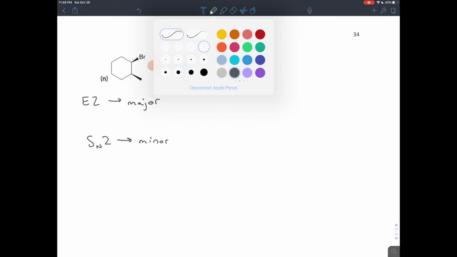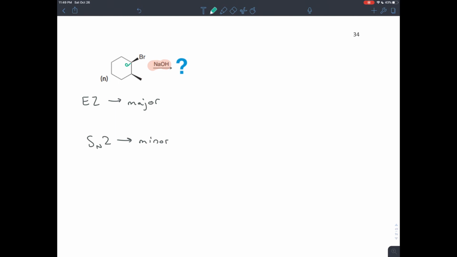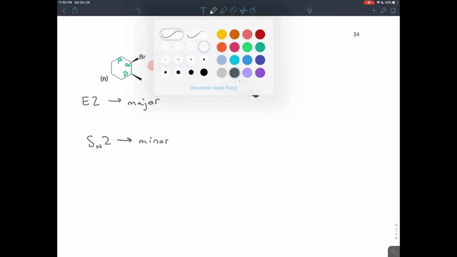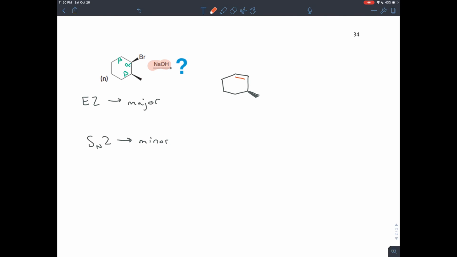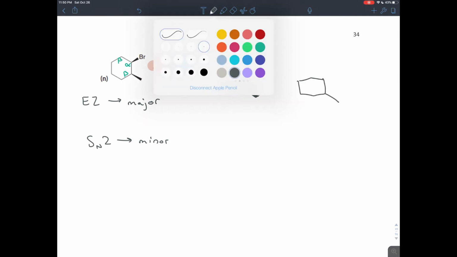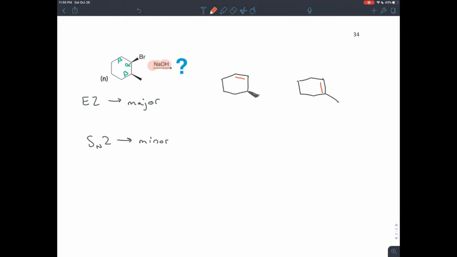Okay, let's think about the elimination products first. The carbon that the leaving group is bonded to is the alpha carbon. Next door you have the beta carbons. When you do an elimination reaction, you're forming pi bonds from the alpha to the beta carbons. And on the one hand, you could have the pi bond formed between the alpha and beta carbons going up and to the left. On the other hand, you could have the pi bond forming between the alpha and the beta carbon going down.